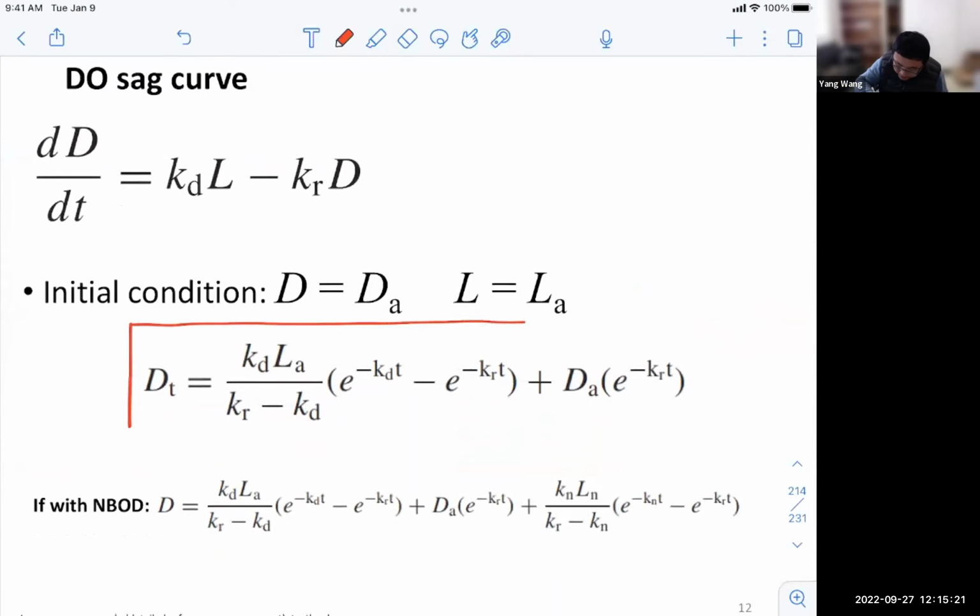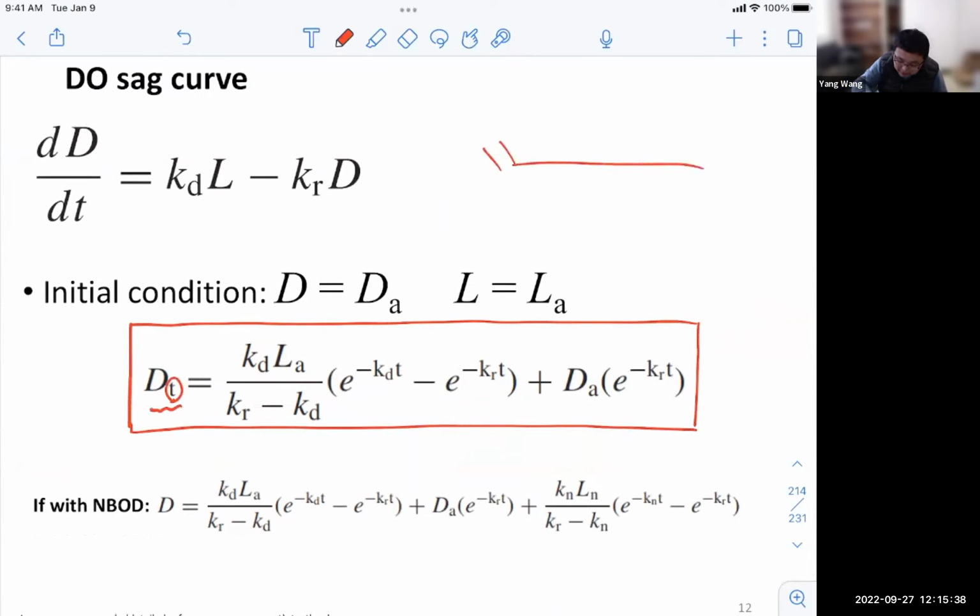Okay, so you don't have to memorize this. You can just put this on your cheat sheet, or when you do the calculations, you can directly use this equation when you work on the homework problems. So basically, this is the oxygen deficit at any time downstream of a mixing point.